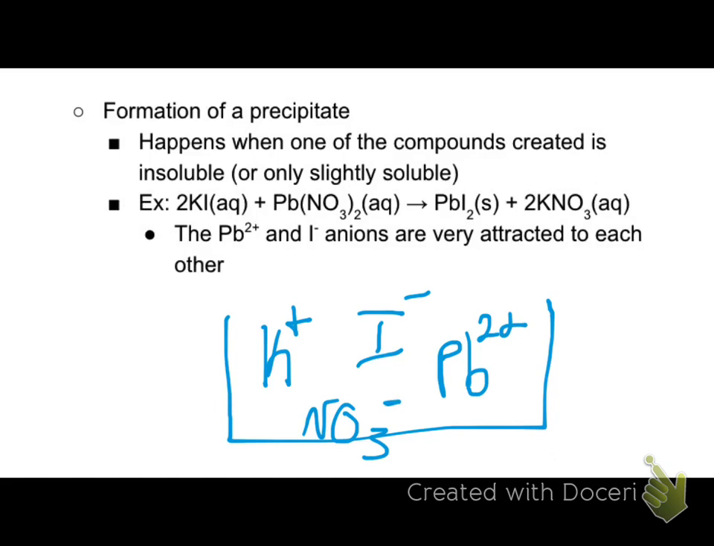And so what happens is when all of these are dissolved in aqueous solution, these two get really attracted to each other, and so then instead of staying dissolved in the solution, they bond to each other, form a solid that's not soluble, and precipitate out of the solution.